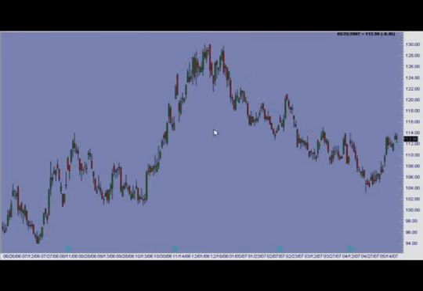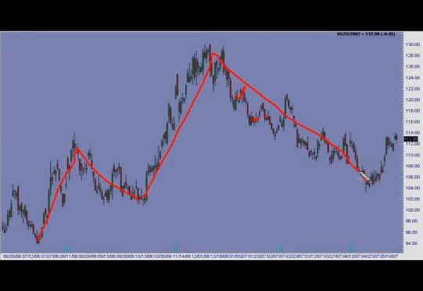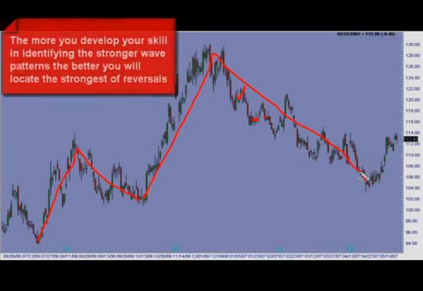So obviously then, we will need to avoid these smaller wave patterns and instead focus on larger wave patterns, because the larger wave patterns are going to provide the stronger reversals. This is where the ability to identify wave patterns is very important. And as your skill in identifying these strong waves increases, so will your ability to locate the strongest of reversals.